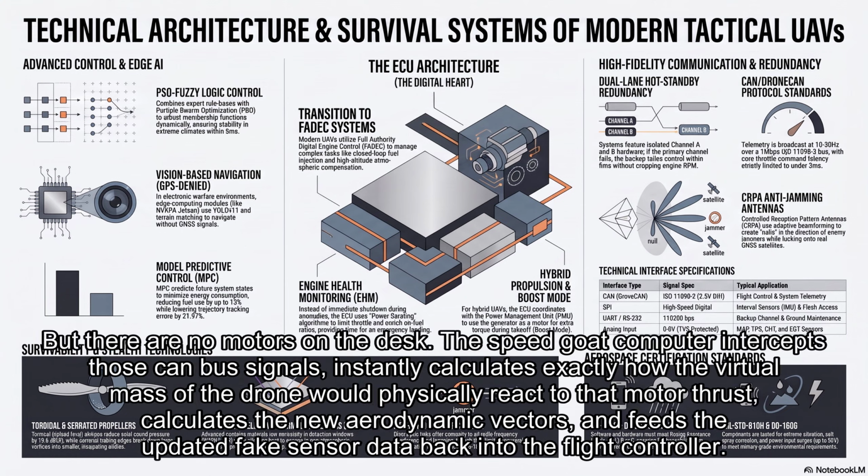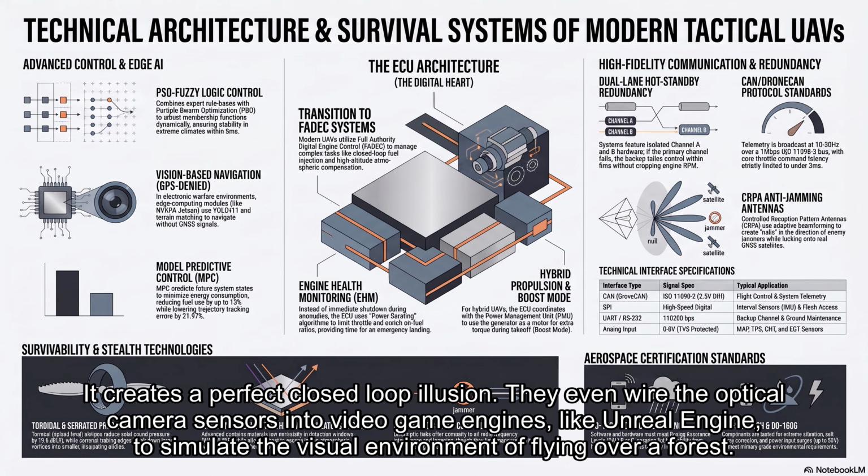But there are no motors on the desk. The Speedgoat computer intercepts those CAN bus signals, instantly calculates exactly how the virtual mass of the drone would physically react to that motor thrust, calculates the new aerodynamic vectors, and feeds the updated fake sensor data back into the flight controller. It creates a perfect closed-loop illusion.